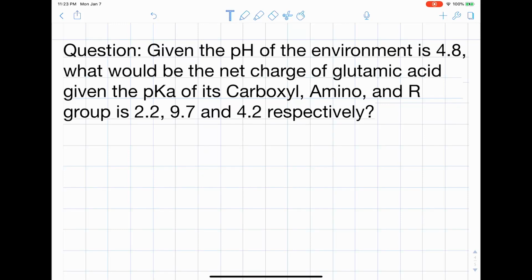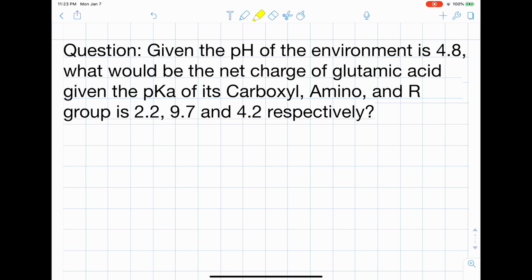Hey, what's up, guys? Today I'll be going over how to find net charges on amino acids within certain pH environments. Now, in order to answer these types of problems, it's really important that you first understand certain concepts such as the Henderson-Hasselbalch equation and relationships between pH and pKa.